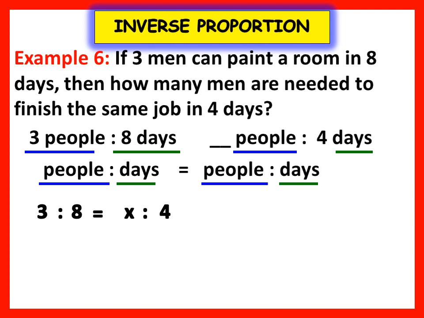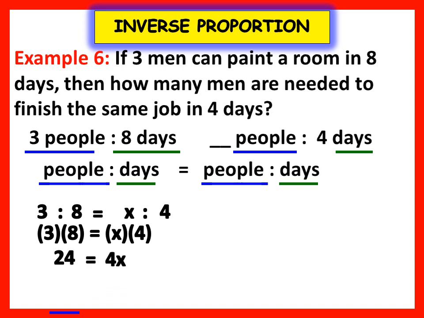So how are we going to solve for inverse proportion? We will multiply 3 and 8, and on the other side, x and 4. So 3 times 8 is 24. Then x times 4 is 4x. Then solving for x, divide both sides by 4. Cancel that 4, and 24 divided by 4 is 6. So therefore, you need 6 people to finish the job in just 4 days.